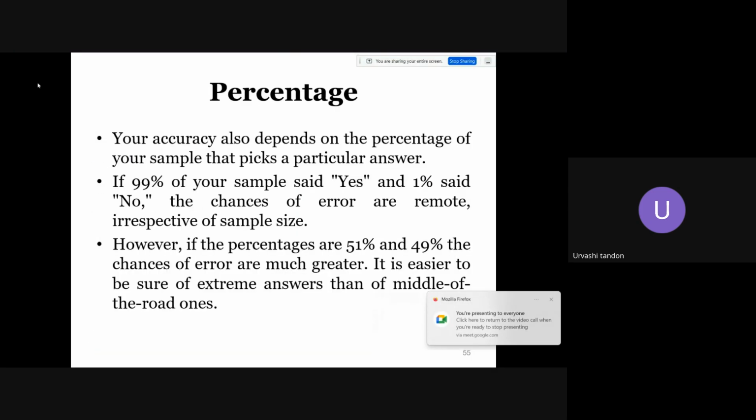Your accuracy also depends upon the percentage in your sample. If 99% of your sample said yes and 1% said no, the chances of error are remote, or the chances of error are less.